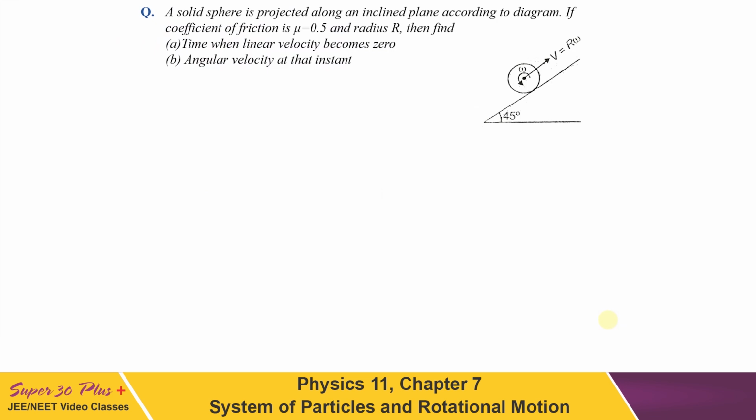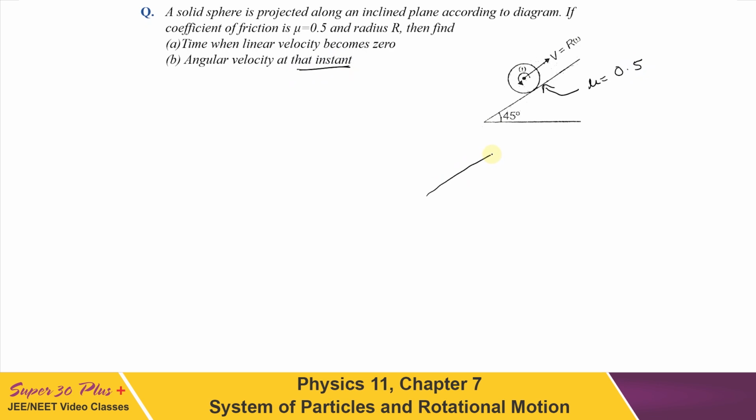Let us now consider one numerical based on this. A solid sphere is projected along an inclined plane according to the diagram. The diagram you can see here. If the coefficient of friction mu is 0.5, I am writing here the value mu is equal to 0.5, and radius r, then find the time when linear velocity becomes 0 and the angular velocity at that instant. It is the instant when linear velocity has become 0. Okay, let us start solving this question.